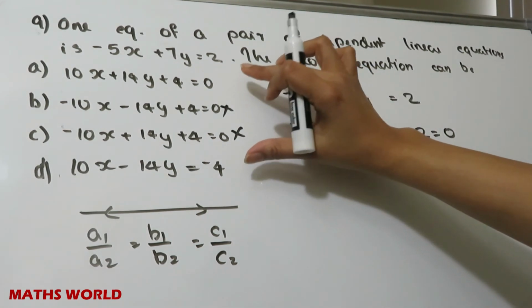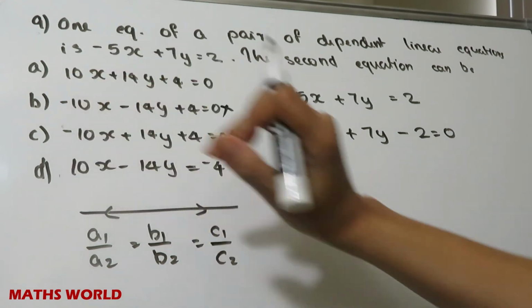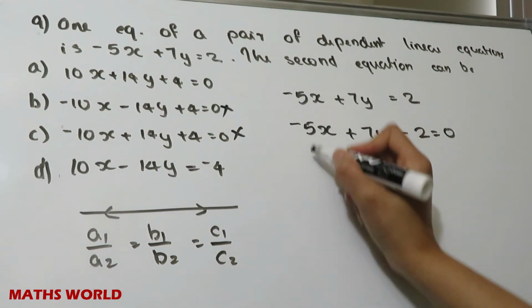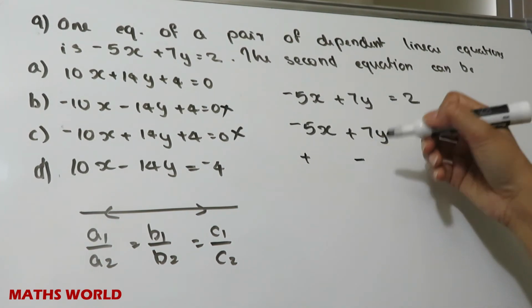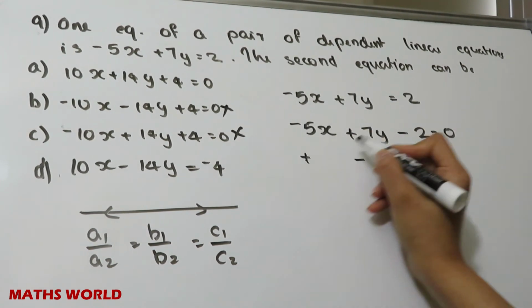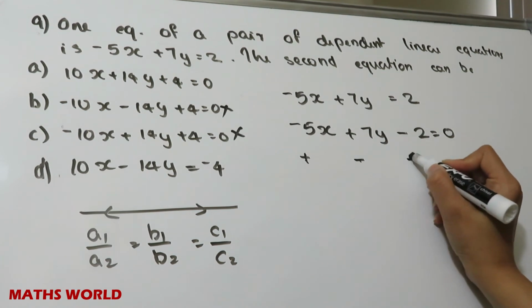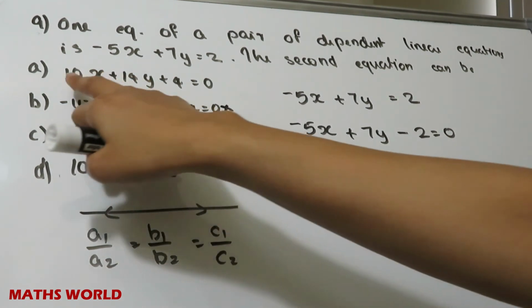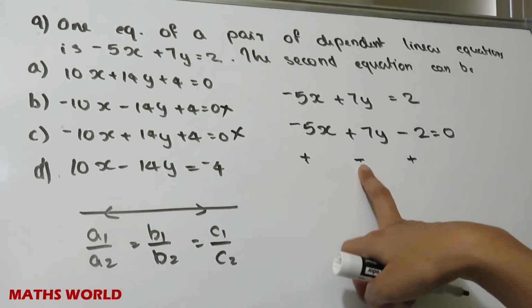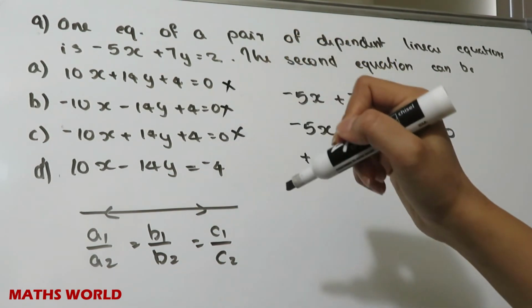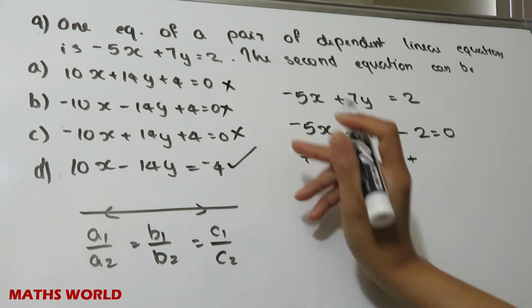Then two options are here. Here the coefficient of x is positive. If this value is positive, then every sign should be opposite. This is positive, then it is minus, and this should be positive. Here this is positive, here it is positive, we need minus here. So this is also not the answer. So our possible answer is option D.